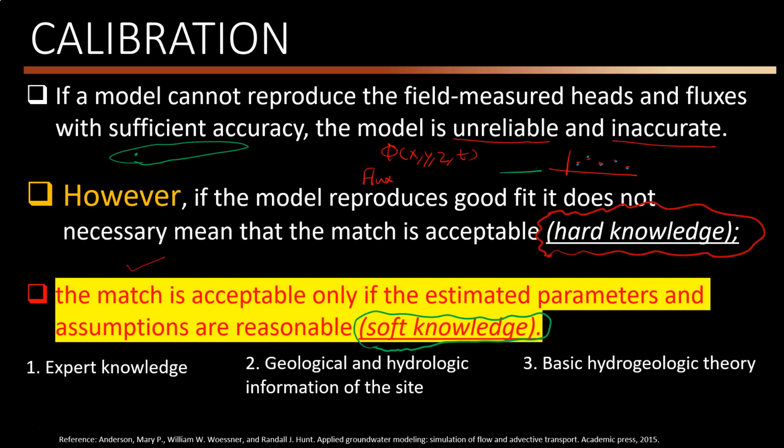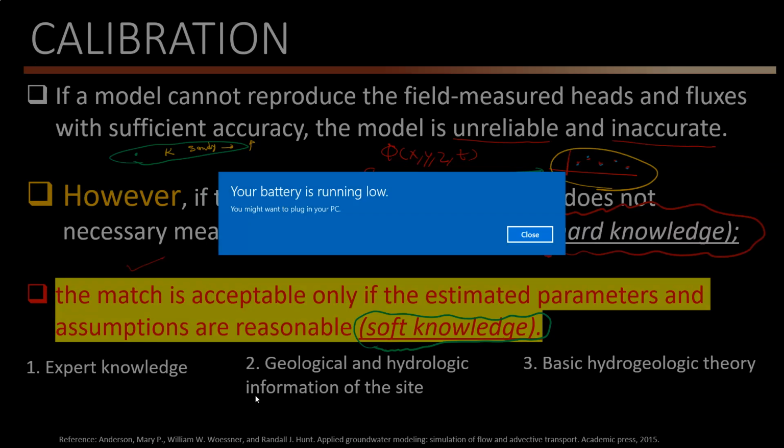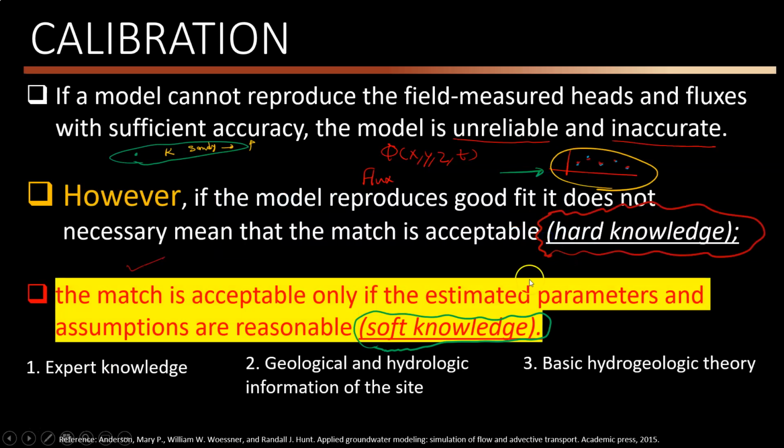and you create a very good match like this, but you see that the K value here, for example, suppose that this is a sandy aquifer and you expect a relatively high hydraulic conductivity based on the geological information that you have. But your model has created a very good fit, but the K value is so low that it is in the clay range. Okay, so this is one example.